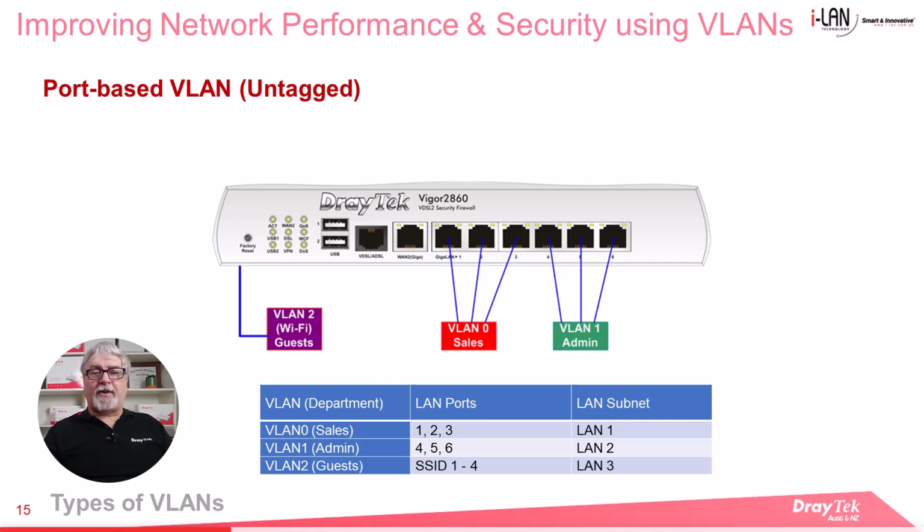We have three VLANs shown here: VLAN 0 for sales, VLAN 1 for admin, and a guest Wi-Fi VLAN. So for example, anything plugged into ports 4, 5 or 6 will become part of the admin VLAN. Each of these workgroups will be isolated from each other but can still access the same internet connection.